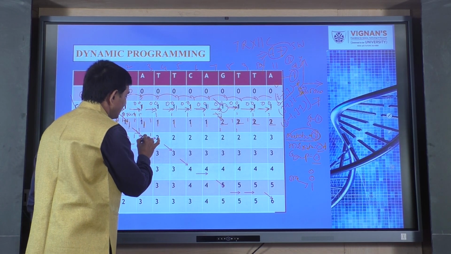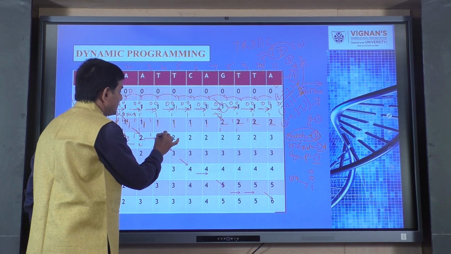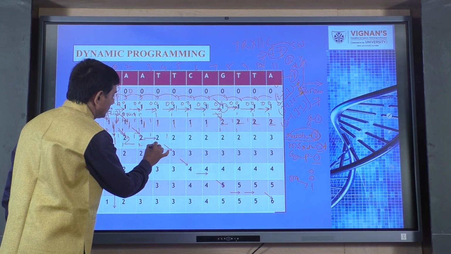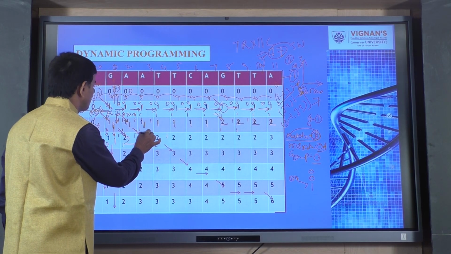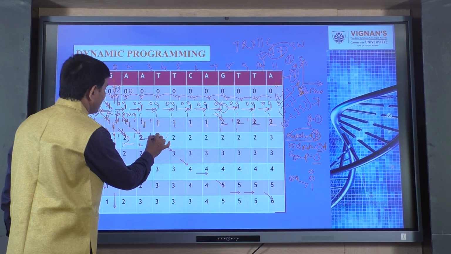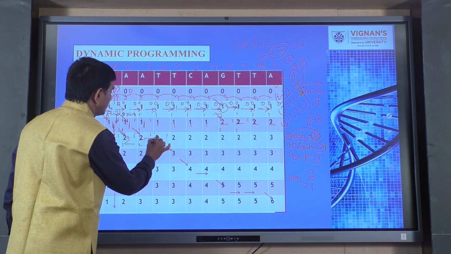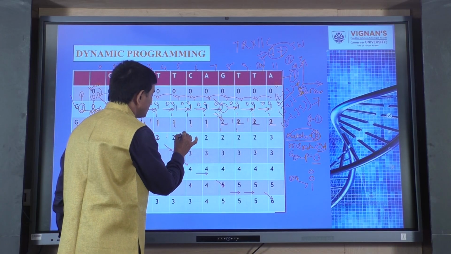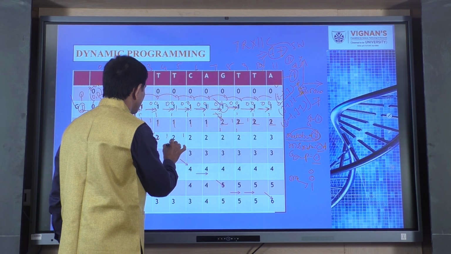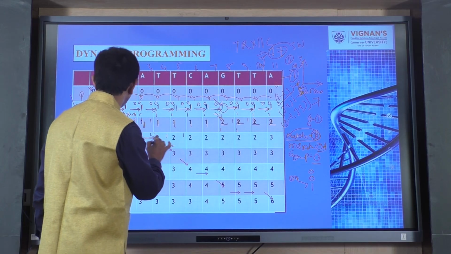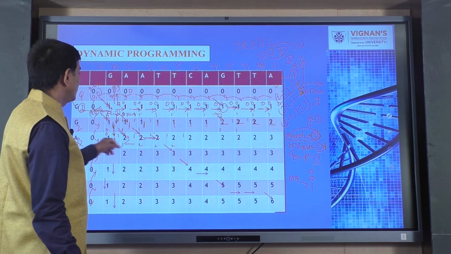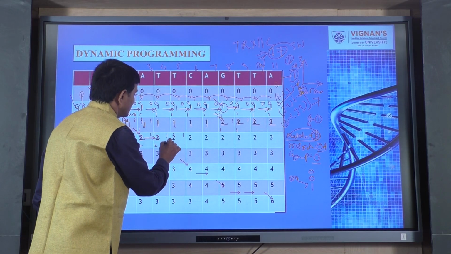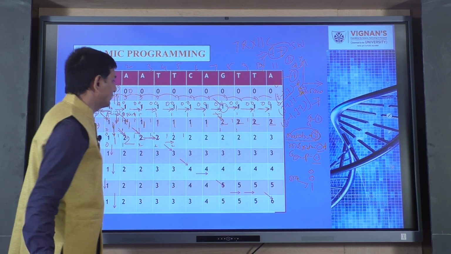With respect to this cell in the matrix table, change in row is 1, change in column is 2, and change in both row and column gives the value of 1. So, maximum value of 2. Coming to this cell, change in row is 1, change in column is 2, and change in both row and column, A versus T mismatch. So, mismatch is right. So, here positive value of 2.